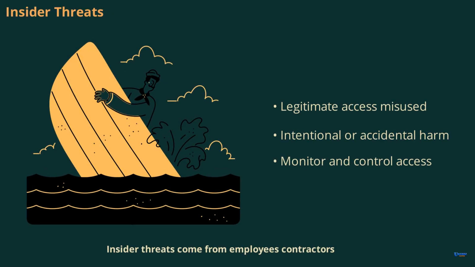Insider threats come from employees, contractors, or former staff who have legitimate access to systems. They may intentionally or unintentionally misuse their access to cause harm, steal data, or introduce vulnerabilities. For example, a disgruntled employee might delete critical files before leaving the company. Monitoring and access controls help mitigate insider risks.